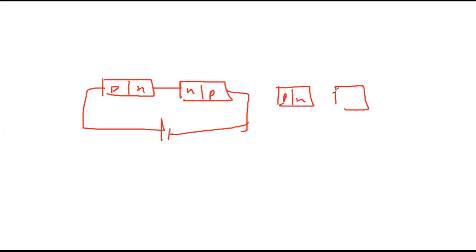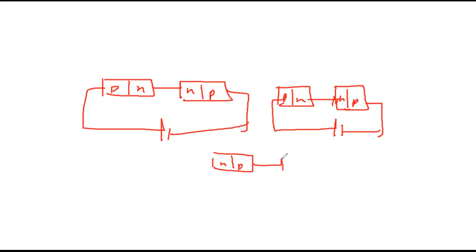P N, N P join together. Here there is a battery. N P, N P. This is the third battery. Plus minus, plus minus, plus minus. Now I'm reading.